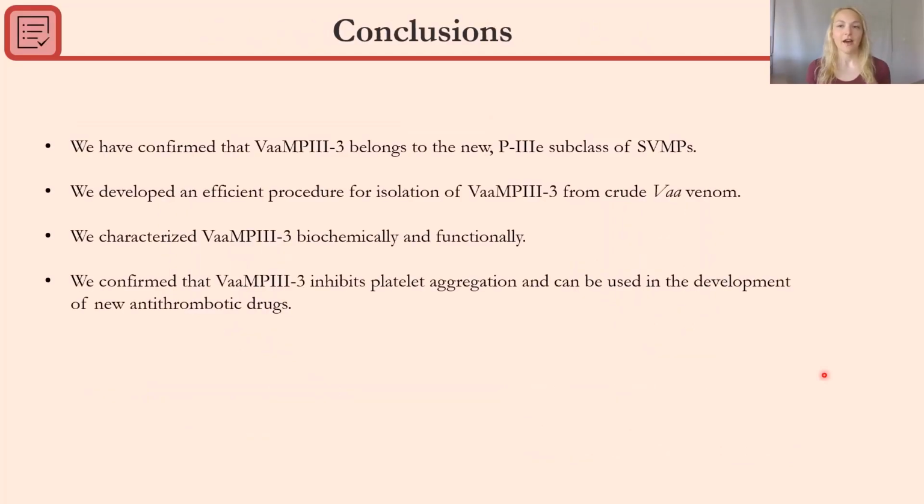And to conclude, we have confirmed that VAA-MP3/3 belongs to the new P-IIIe subclass of SVMPs, and we developed an efficient procedure for its isolation from crude nose-horned viper venom. We described some of its biochemical and functional properties, and we confirmed that it inhibits platelet aggregation. We are now preparing a recombinant protein for use in place of the natural one in further studies of its biological function and underlying mechanisms, which could lead towards the development of new antithrombotic drugs.